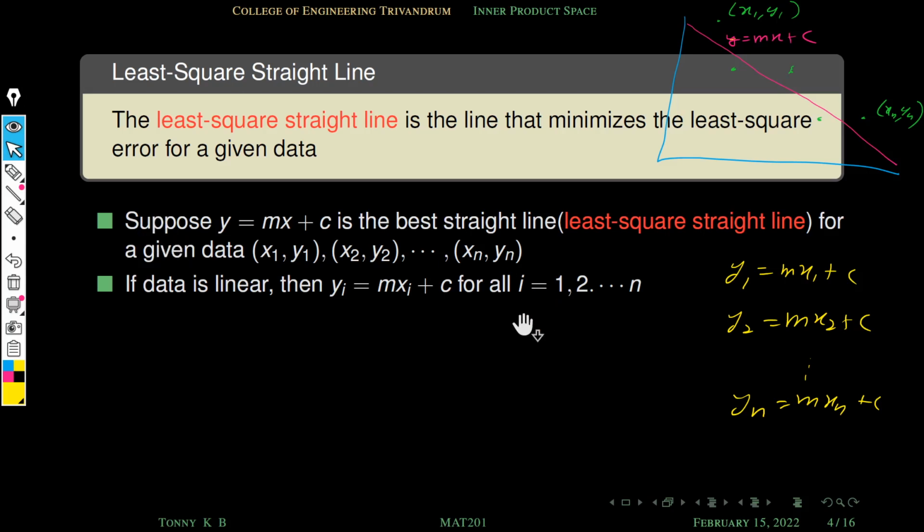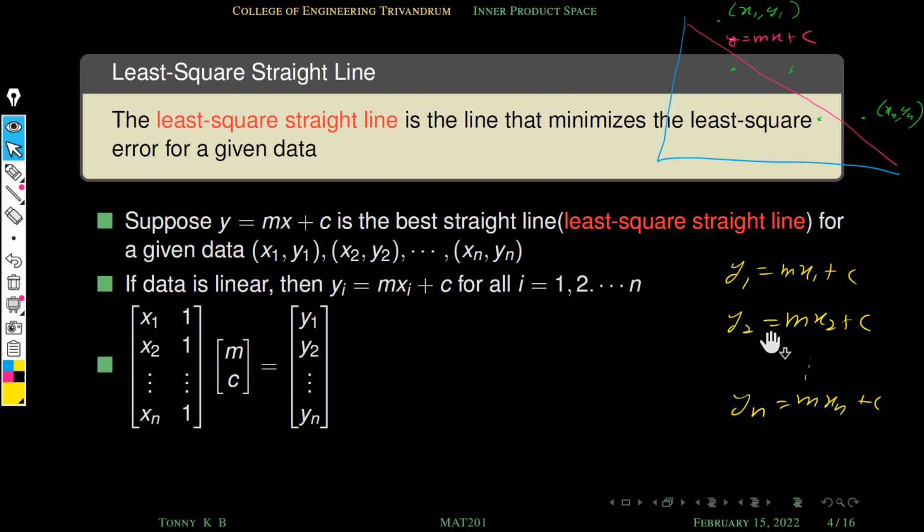Okay. Next, we are going to convert this system of equations in terms of matrices. So we can convert this system of equations to a matrix equation like this. If you expand the first row, this is mx1 plus c equal to y1, the first equation. The second one is x2 into m plus c equal to y2, the second equation. So this matrix equation represents this system of equations. If data points are linear, then this system is consistent. That means there exists a solution m and c.